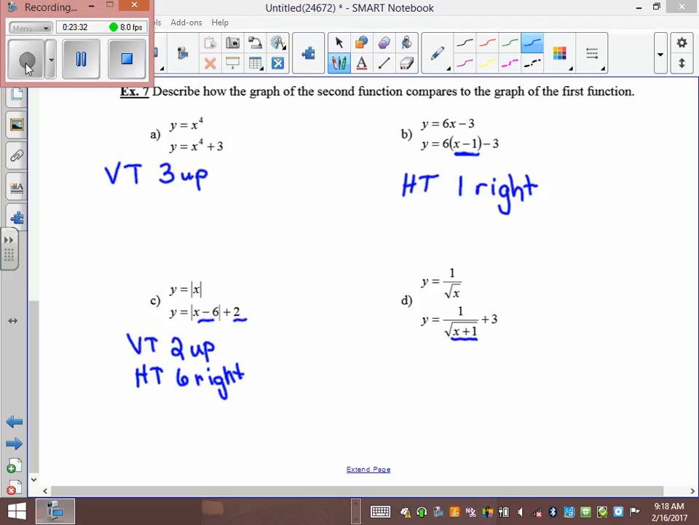Here it's with the x, it changes, and then the number at the back. So we have a vertical translation 3 up and a horizontal translation 1 left. So nothing different than what we did before.